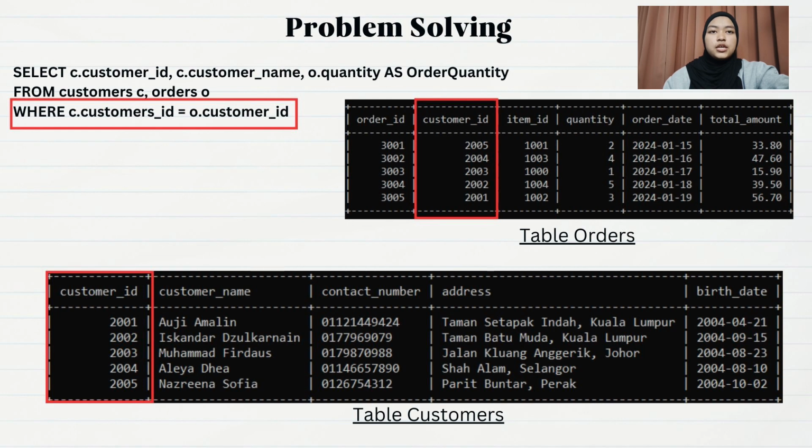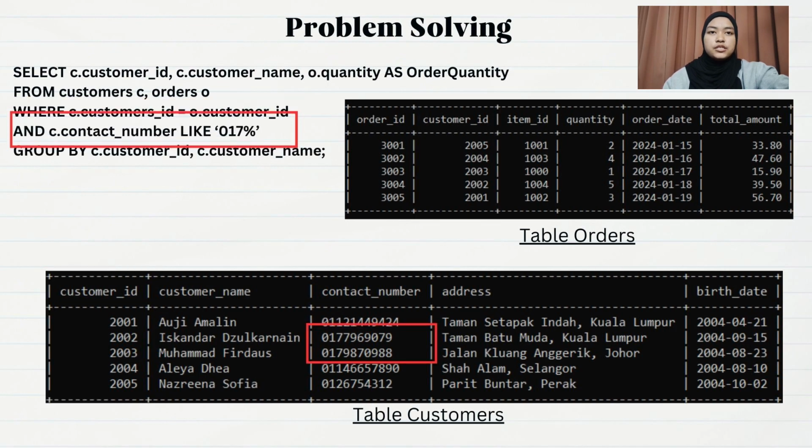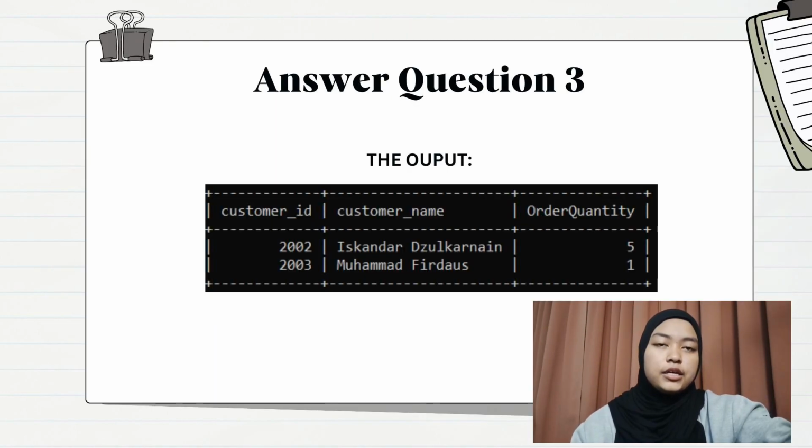Next, the condition is C.customer_ID equals O.customer_ID. That's to link the two tables, order and customer. The next condition is C.contact_number like 017%, because we have to take the contact numbers that start with 017. Last, group by. Group by is to display the result organized by customer ID and customer name. So that is the output.